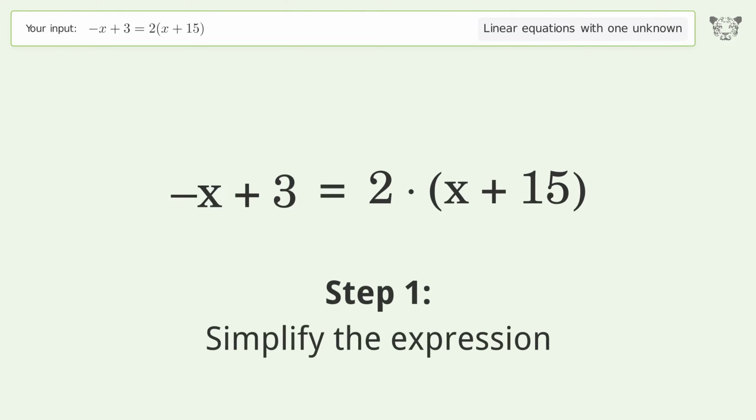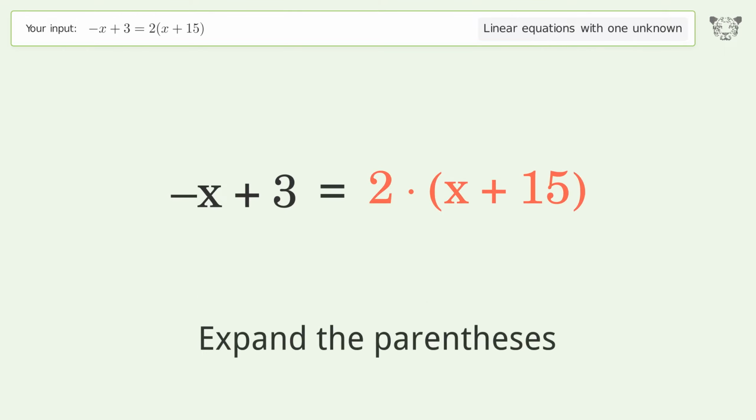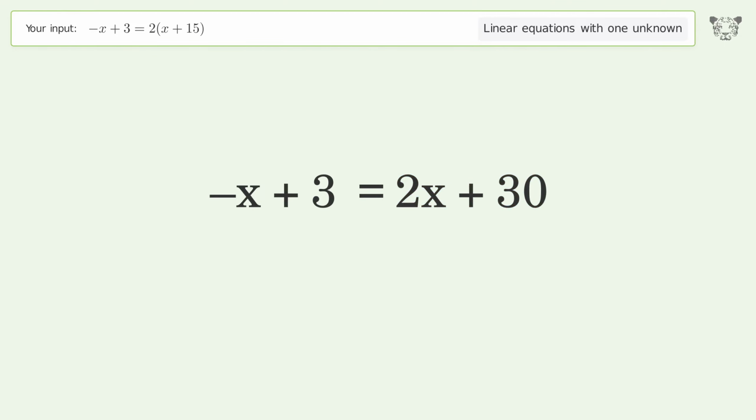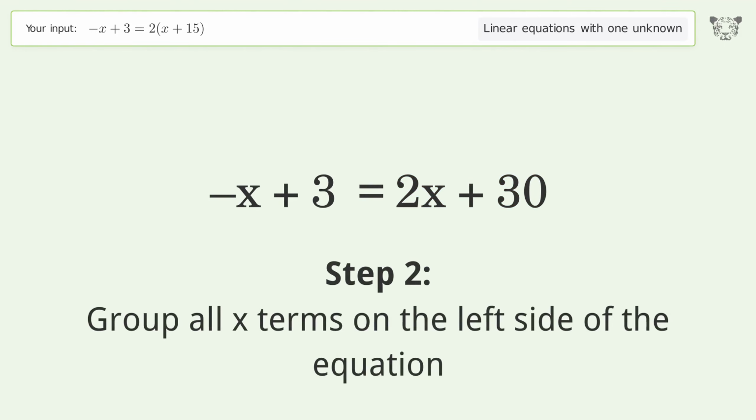Simplify the expression. Expand the parentheses. Simplify the arithmetic. Group all x terms on the left side of the equation. Subtract 2x from both sides.